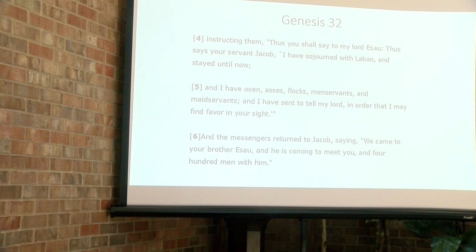He instructed them, "Thus you shall say to my lord Esau, thus says your servant Jacob, I have sojourned with Laban and stayed there until now. And I have oxen, asses, flocks, manservants, and maidservants, and I have sent to tell my lord in order that I may find favor in your sight." And the messengers returned to Jacob, saying, "We came to your brother Esau, and he is coming to meet you with 400 men with him."